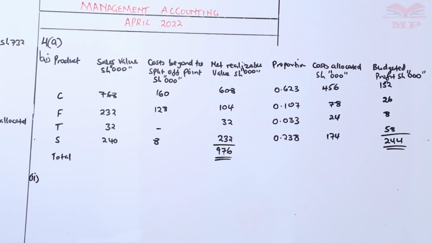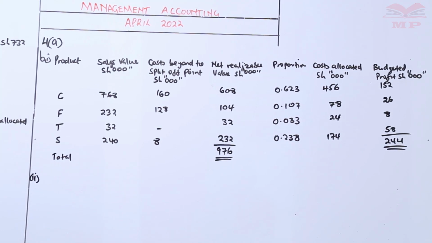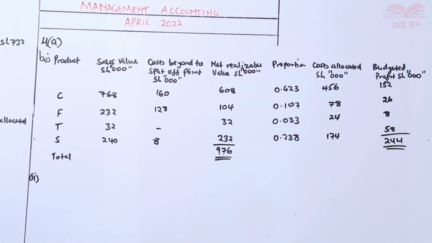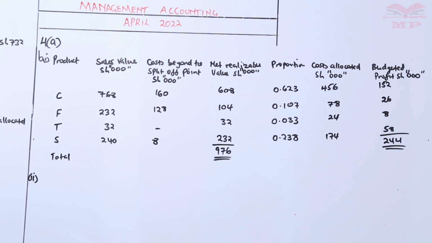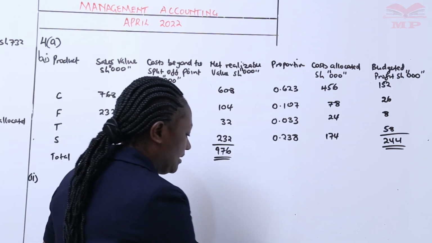So based on Roman number 2, we are told to calculate the profit in case the company considers that strategy. So how do we go about that? After the split off point, if there is no further processing, it means extra costs or additional costs will not be incurred. So in that case, what we are looking at is simply to consider the output, what is the selling price, get the sales value, and then proportion, and that will help you to get the profit.